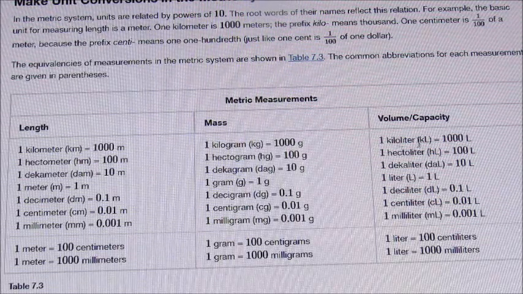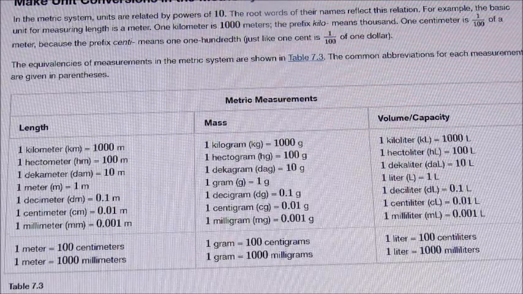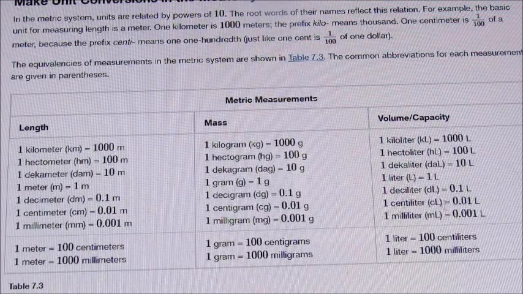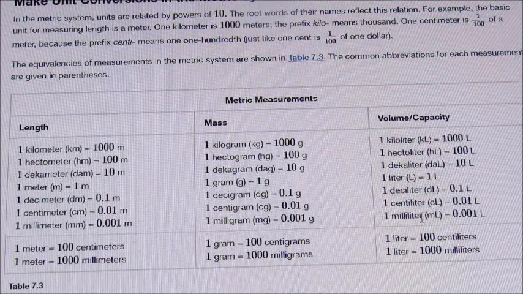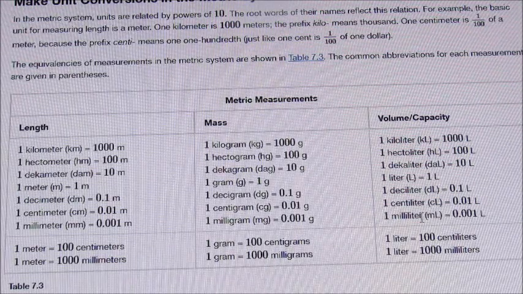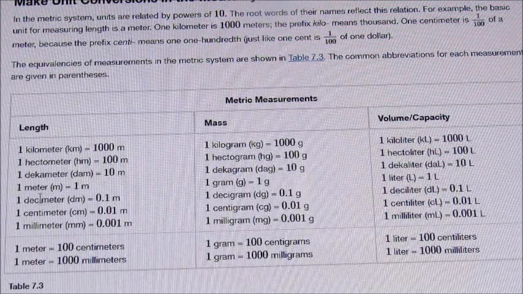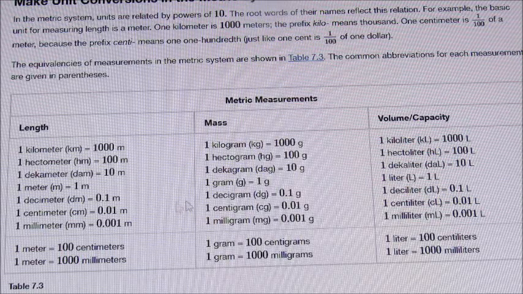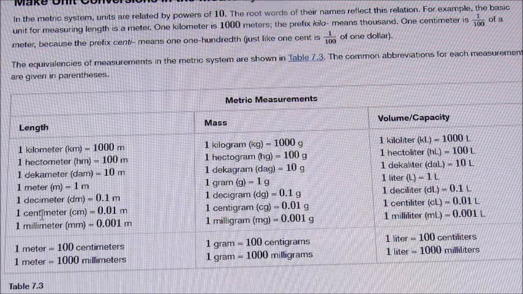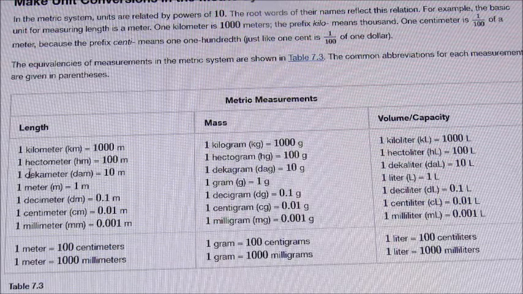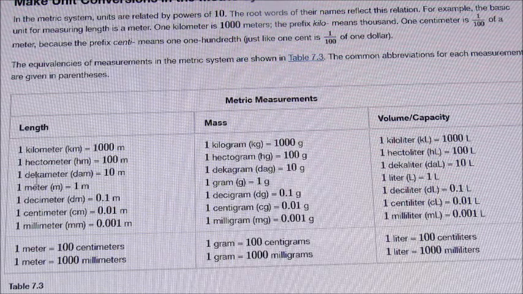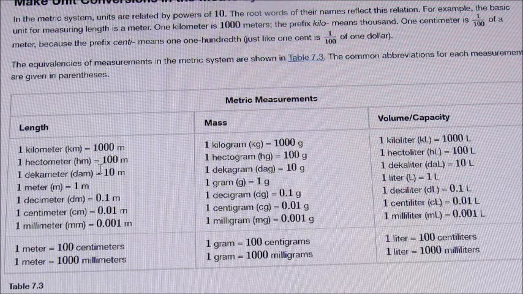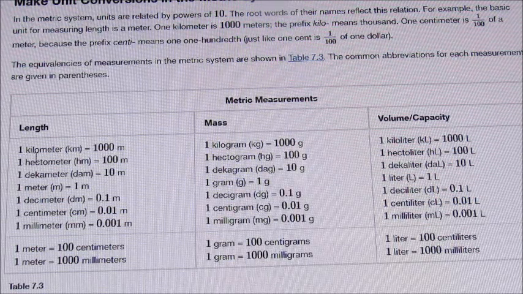And for volume, they're all the same. Kiloliter, hectoliter, decaliter, liter, deciliter, centiliter, milliliter. So for the metric units, the main one is always going to be just the word itself, either meter, gram, or liter. And then 1/10 of that is a deciliter or a deci. 1/100th is a centi. 1/1000th is a milli. And then 10 of them is a deca. 100 is hecto, and 1,000 is kilo.